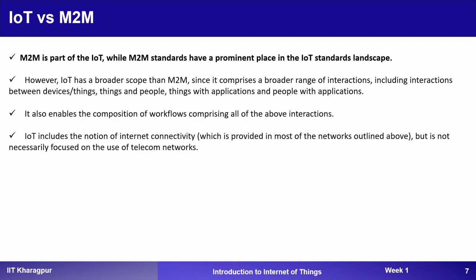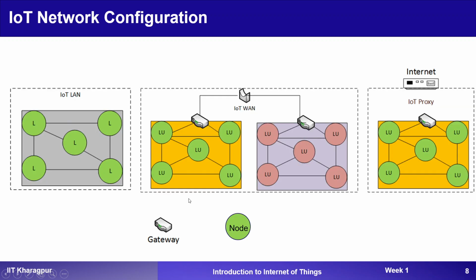Now, IoT network configuration, that is, how your IoT devices are interconnected with each other. These diagrams are showing this. The first one is your IoT LAN. This is similar to a LAN, a local area network. In a local area network, if the devices or computers are connected in a smaller area, it is called a local area network. Similarly, if the IoT devices of a smaller area are interconnected, then it will form your IoT LAN.